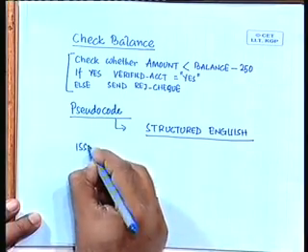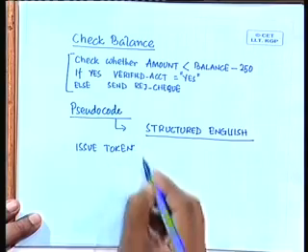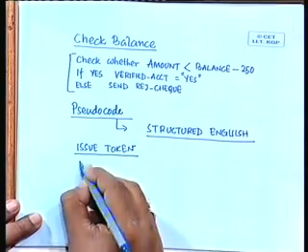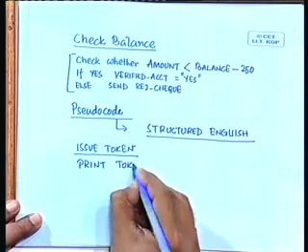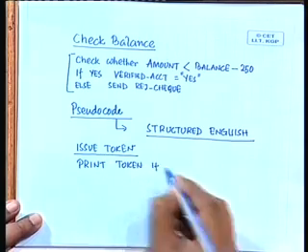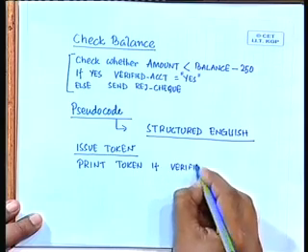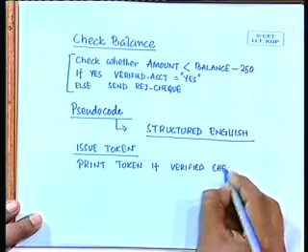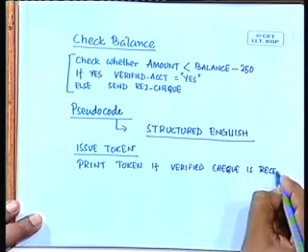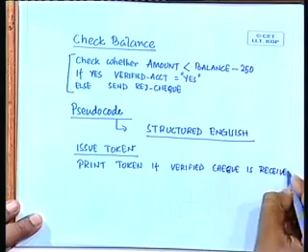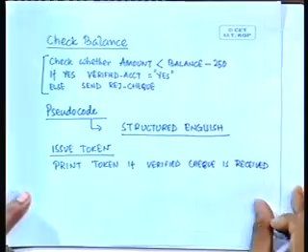Issue token is pretty simple. What should be there in issue token? Nothing is there, just print token if verified check is received. Right. So, issue token if verified check is received.